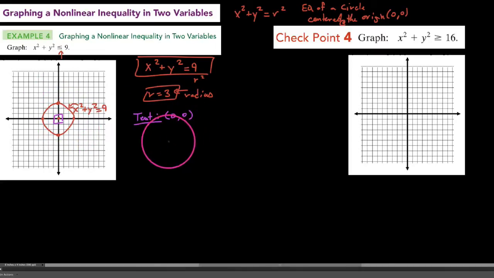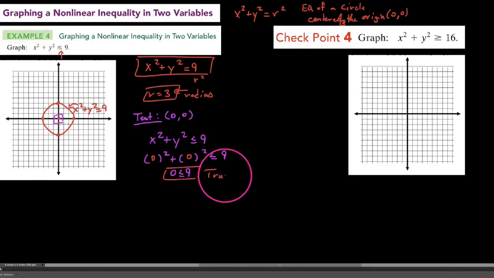So we're going to test 0, 0 in the original inequality. Remember that if x squared plus y squared is less than or equal to 9, we plug this point back in and ask, do we get a true statement or not? With these both being 0, we get 0 plus 0 is less than or equal to 9, and 0 less than or equal to 9 is definitely a true statement. So since it's true, this point in here is true.